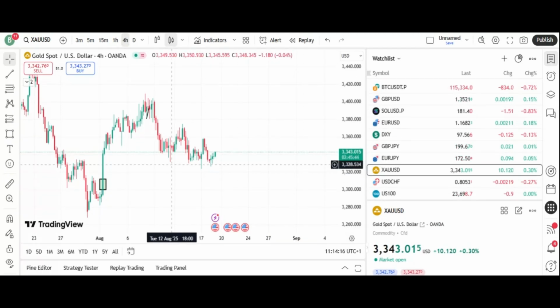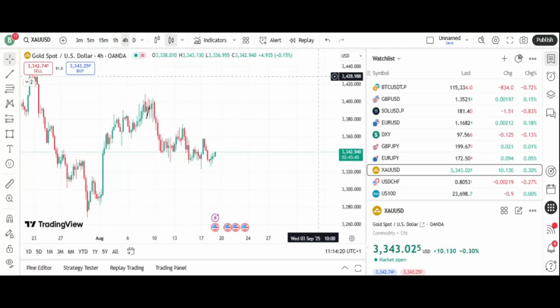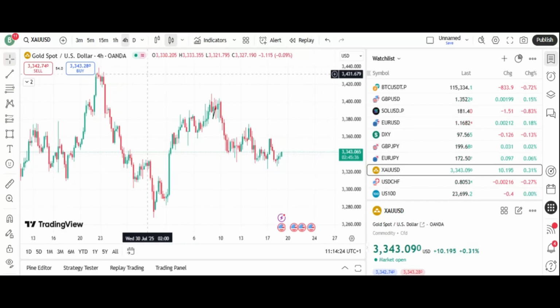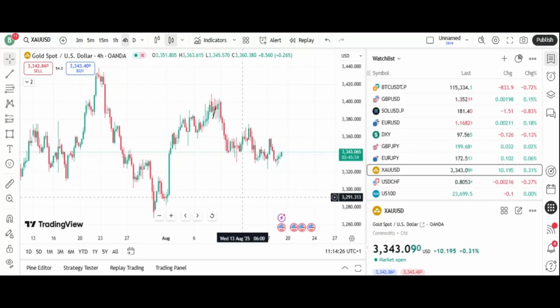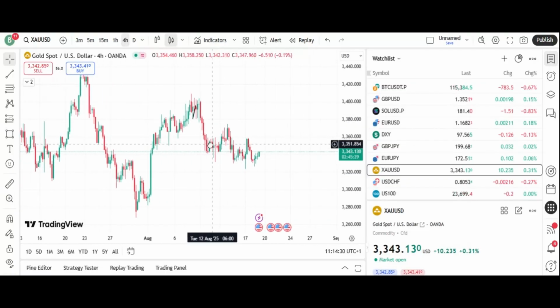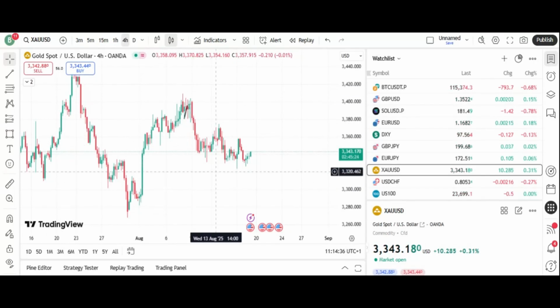Okay, guys, now we're trying to analyze gold today, being the 19th of August 2025. As usual, I usually go to my 4 hours. For my 4 hours, I try to understand what the market actually presents. Like I said, I'm not always interested with this section of the market. I'm only interested with this section of the market.